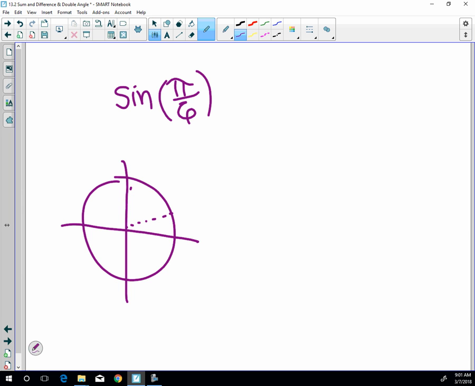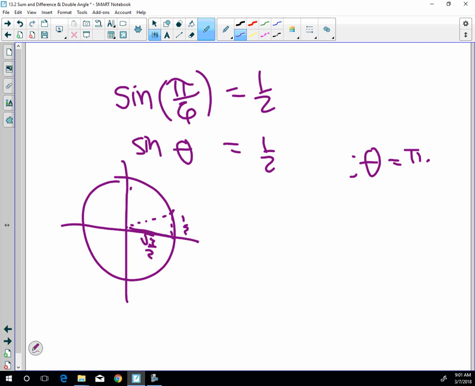What do you think, Ella? Sine of pi over 6? Nice. Perfect. You can kind of see, too. Here's the square root of 3 over 2. That's the long side. This is the short side. That's the y going up. 1/2. Okay?